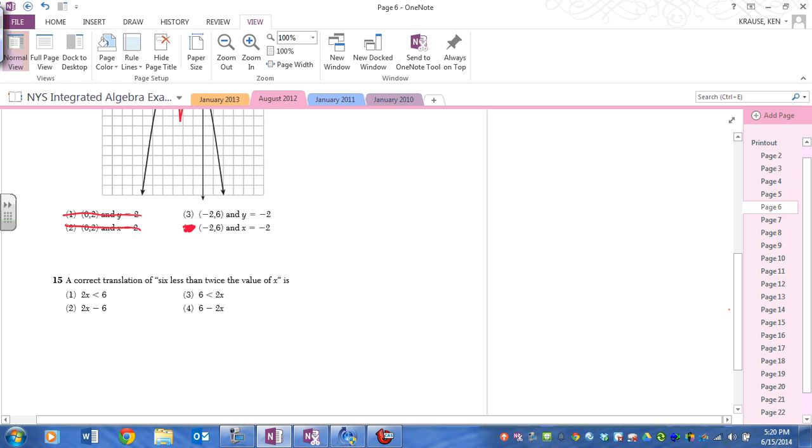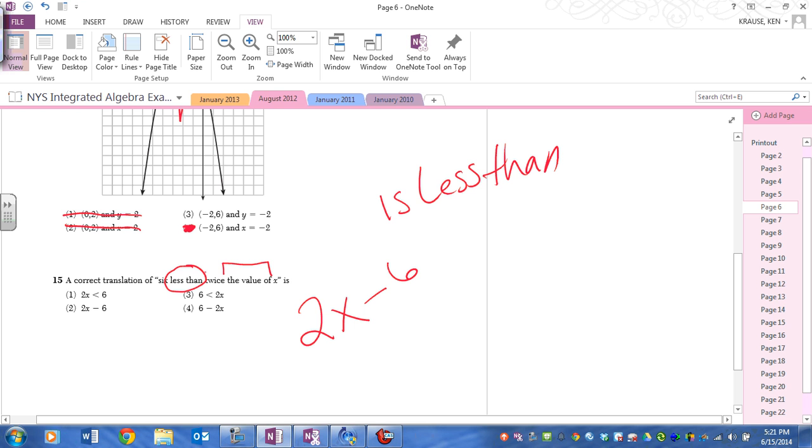And finally, correct translation is 6 less than. Remember, less than we do backwards. Twice the value of x, and 6 less than that is 2x - 6. So the correct translation of 6 less than twice, it didn't say is less than. If it said 6 is less than twice the value of x, it would be this one, but it's not. It's 6 less than twice the value of x. So this is the answer, and that's choice 2.